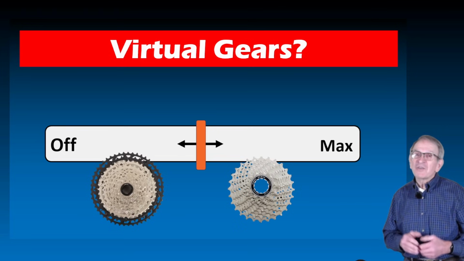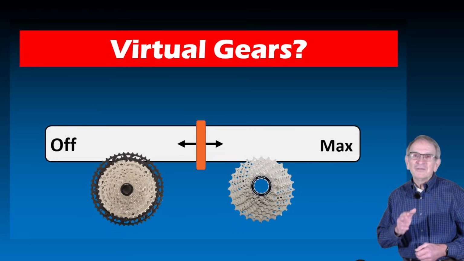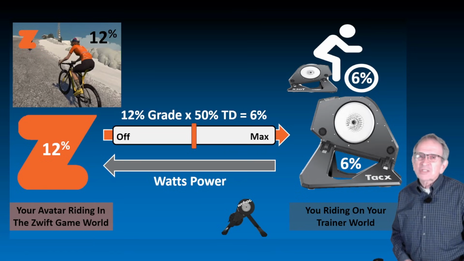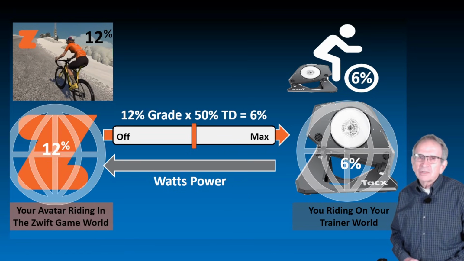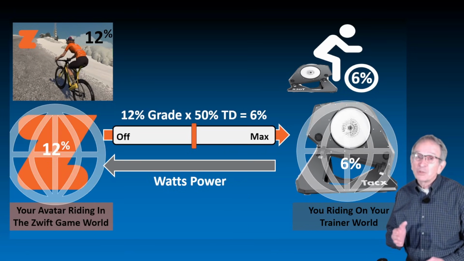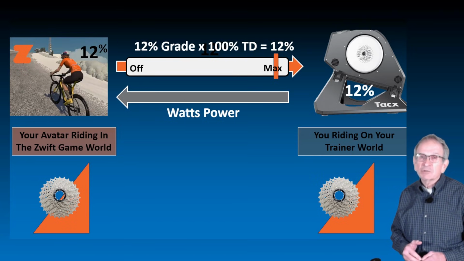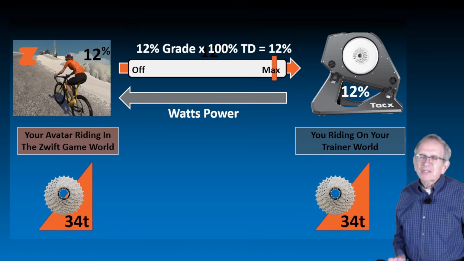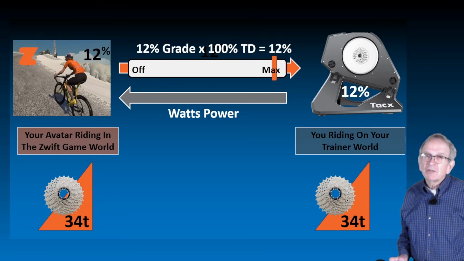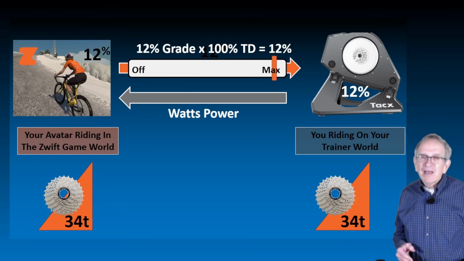And now let's get into what you've all been waiting for, that hot topic of virtual gears. Now I want to come back to this concept of two parallel worlds, your avatar riding on Zwift and you riding on your trainer. When the trainer difficulty is at 100%, the grade of the climb that your avatar is doing on Zwift and the grade that your trainer is simulating are the same. So for example, 12% and 12%. And you're using the same gear. So for example, you'll be using a 34-tooth gear on the bike on your trainer, and your avatar will be using a virtual 34-tooth gear.